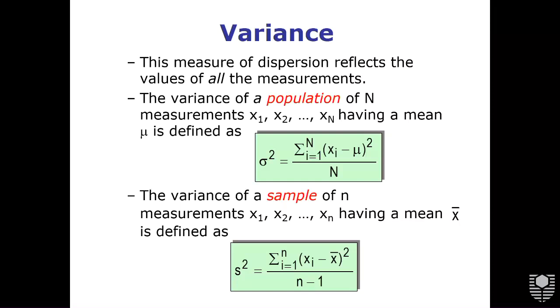But for a sample, you can see we use lowercase s squared, not sigma squared, and we use x bar. See the link between mean and variance? We use x bar here; we use mean mu for the population mean, right? But we're not going to use n as the number of observations. We're going to use n minus 1 because we lose 1 degree of freedom.